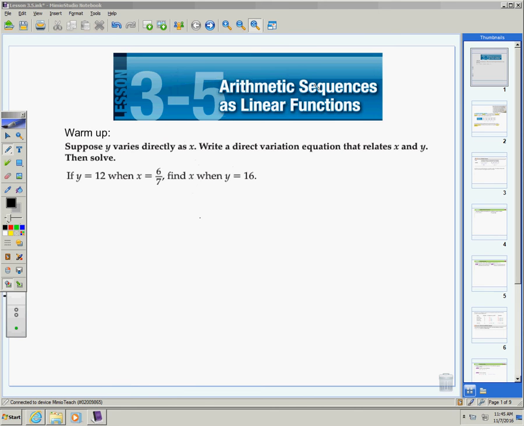In this lesson, we're going to be talking about arithmetic sequences as linear functions. Okay, it sounds really complicated. It's not nearly as bad as it sounds.